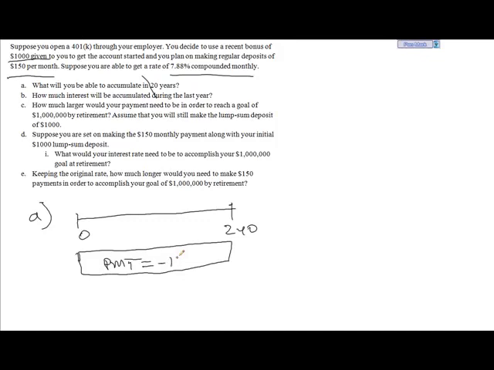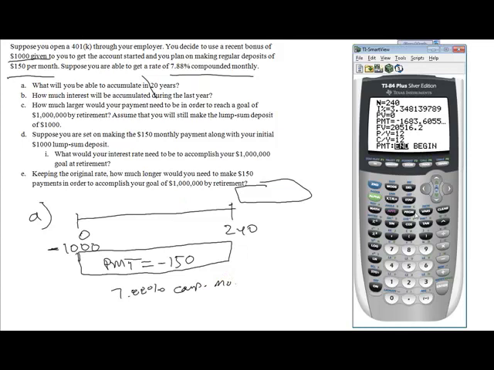Payment equals negative 150. And initially, we're also going to have a single out-of-pocket outflow, or present value, of negative 1,000. So this has to be negative, and this has to be negative, because these are both the items that are coming out of our pocket. Then at the end of this term, we're going to get something out here. Keep in mind 7.88% compounded monthly.